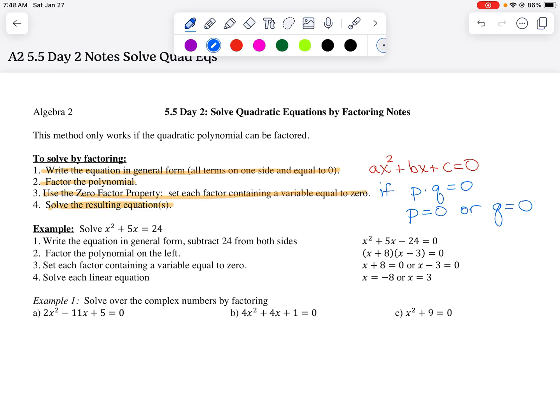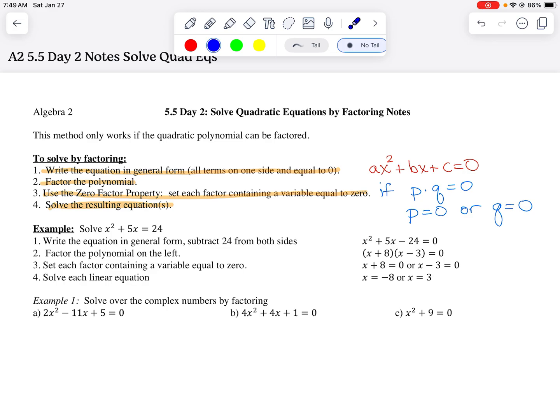So in this example, it says solve x squared plus 5x equals 24. So let me run through your steps. Step 1, write the equation in general form. So how do you do that? You would subtract 24 from both sides. So now you should see that is general form.